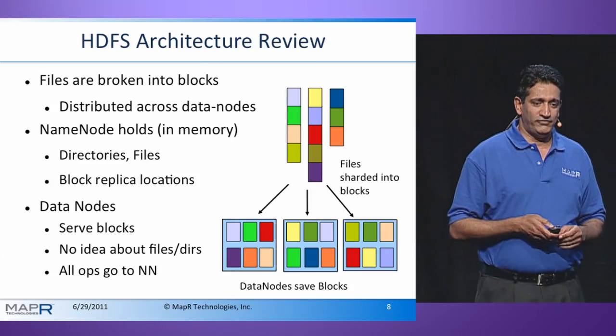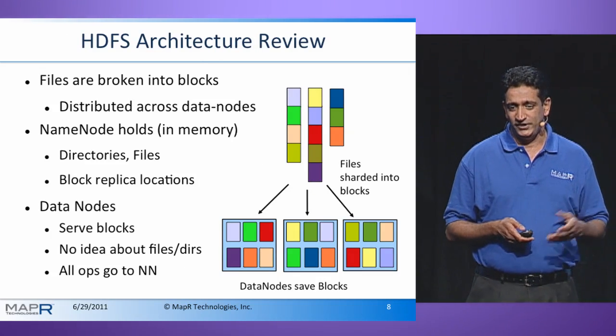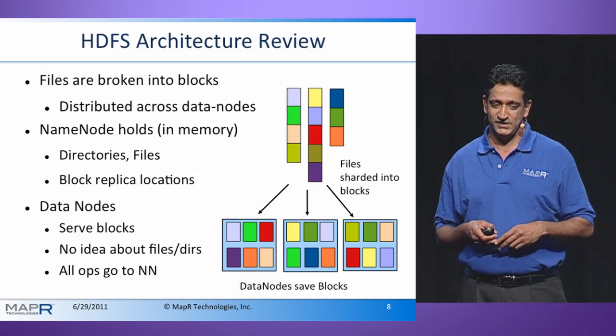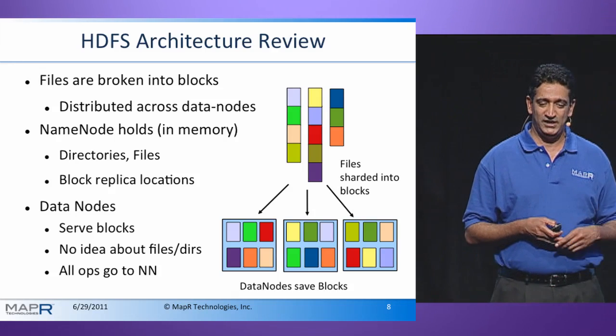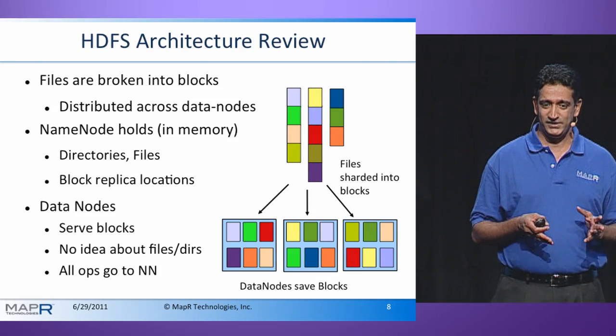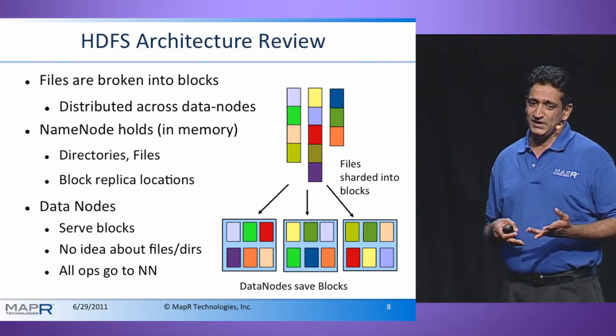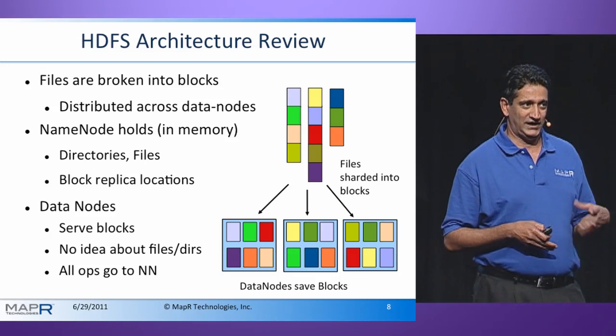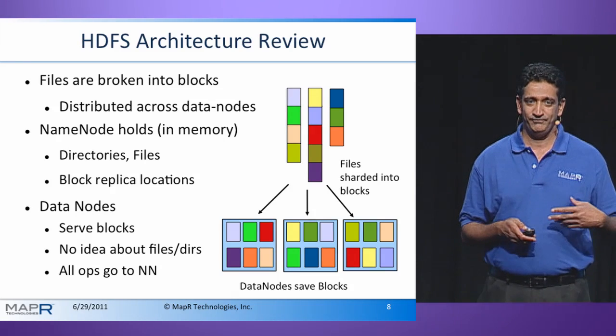So we'll do a quick review of the HDFS architecture. In HDFS, files are broken into blocks, distributed across data nodes. The name node holds in memory directories and files and the block locations. And the data nodes serve blocks. And they have no idea really about files and directories. So all file and directory operations really go to the name node.